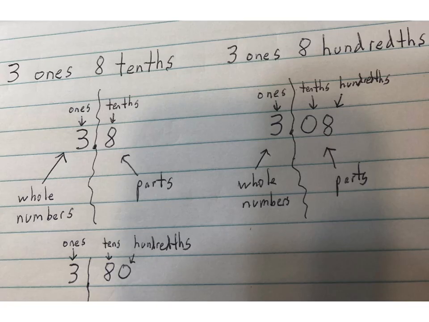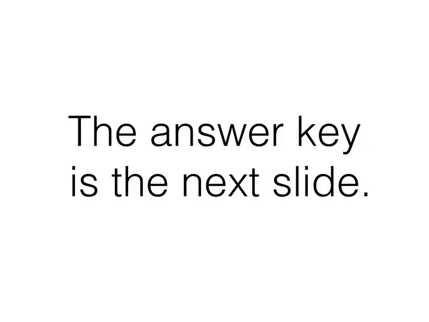Bringing it all together, you see the 3.8 on the top left, 3.08 on the top right, and then on the bottom I added in 3.80 so that the kids could see how 80 hundredths is the same as 8 tenths. The 0 to the right of the 8 is not needed. It's considered simpler form if we actually write it without it. So I'd prefer the kids to begin to get into the habit of writing it as 3.8 instead of 3.80, but they are both correct. The answer key is the next slide.